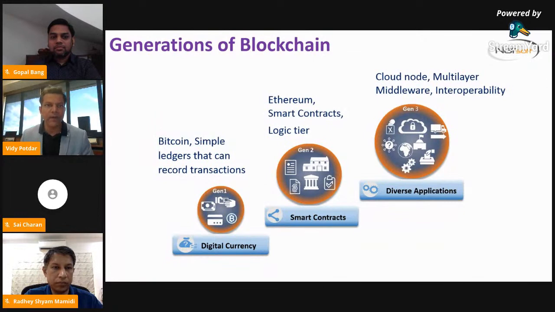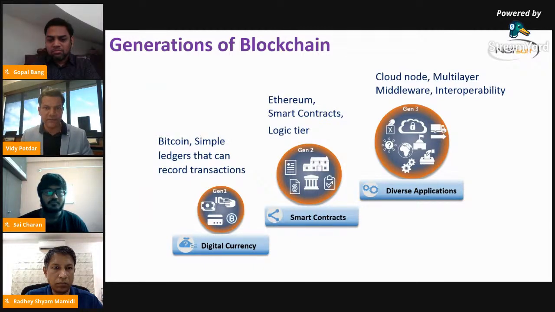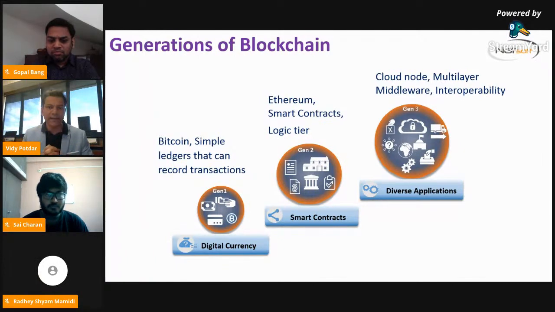Okay, so if you look at the generations of blockchain, what has happened? Initially, like I said, it started off as Bitcoin or as a digital currency. People saw the value in that, and then the concept of smart contracts came in. So I consider that as the second generation of blockchain. And then we are now moving to a third generation, where we are thinking about all the different applications that are possible using blockchain. So those are the three areas, I would say, the generations of things.